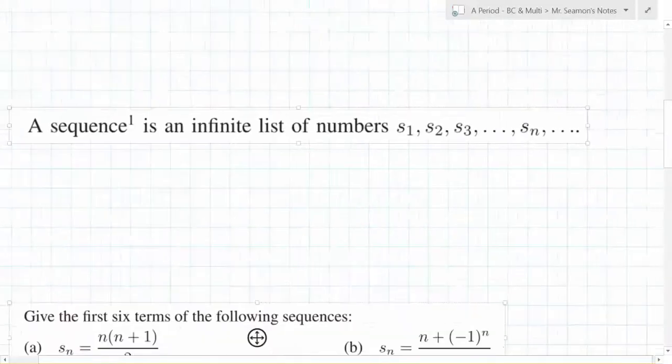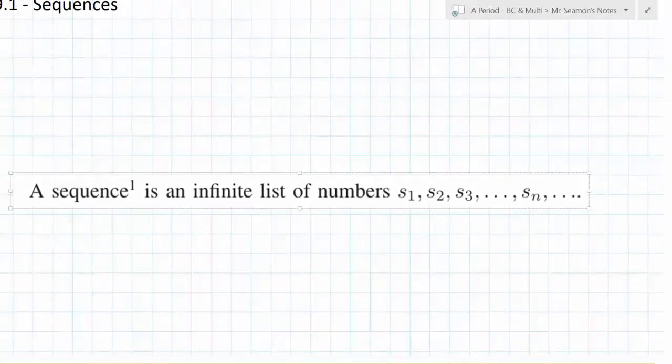Okay, so here we go. A sequence. How many of you have studied sequences a little bit before? Yeah. It's an infinite list of numbers. Why do they have this subscript right here? What's with the subscript? 1, 2, 3, dot, dot, dot. Why do we have a subscript?